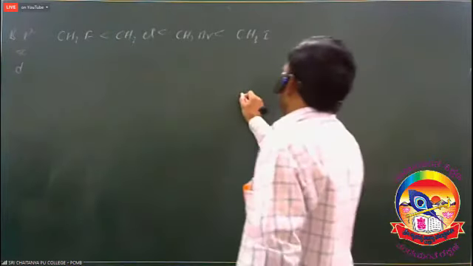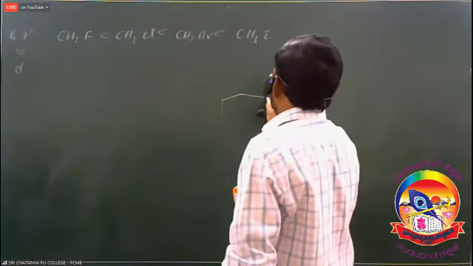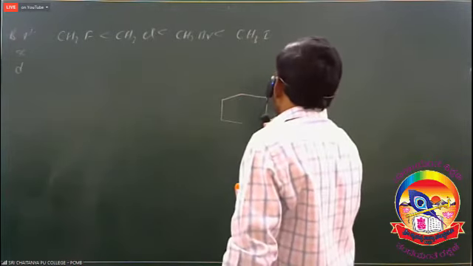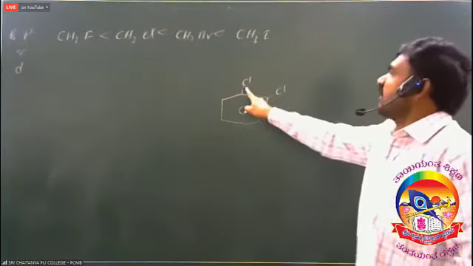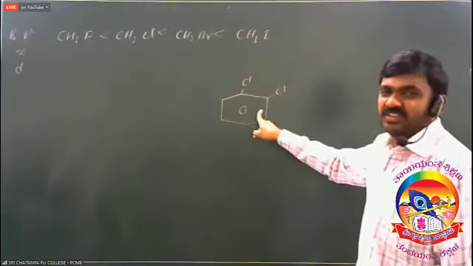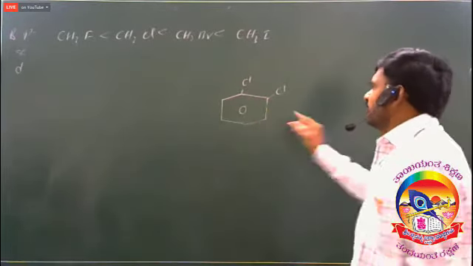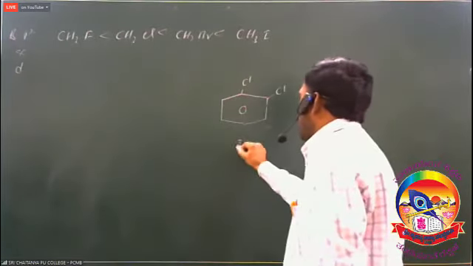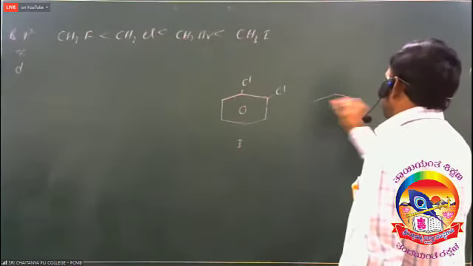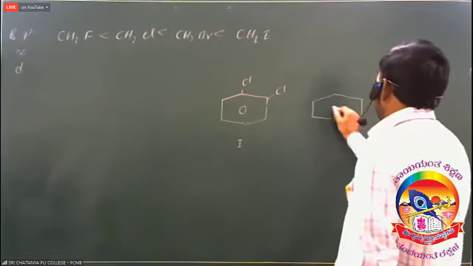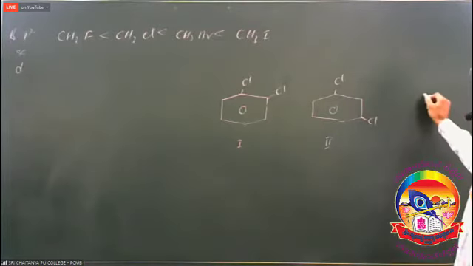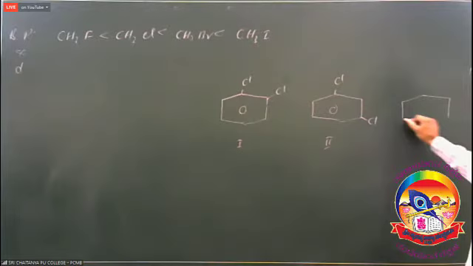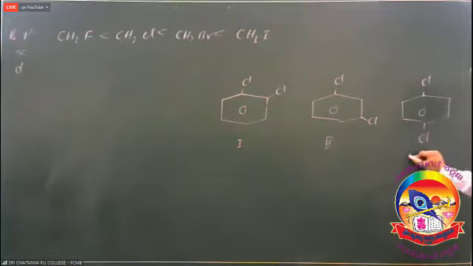It is very important in case of aromatic compounds. 1,2-dichlorobenzene is ortho, 1,3 is meta, and 1,4 is para. The first compound is ortho-dichlorobenzene. The second one is meta-dichlorobenzene, or 1,3-dichlorobenzene. The third compound is 1,4, para-dichlorobenzene.